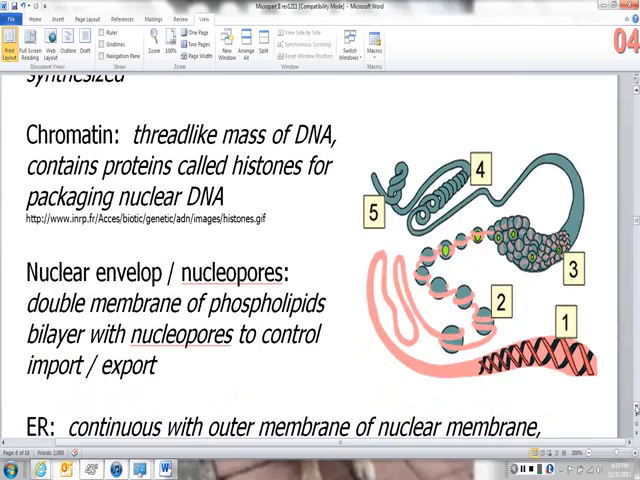It contains proteins called histones for packaging the nuclear DNA. The nuclear envelope is a double membrane of phospholipid bilayer. The second membrane is thought to be the result of originating as an engulfed cell, keeping its original membrane and the one put around it when it was engulfed. It has nucleopores to control the import and export of substances into the nucleus.